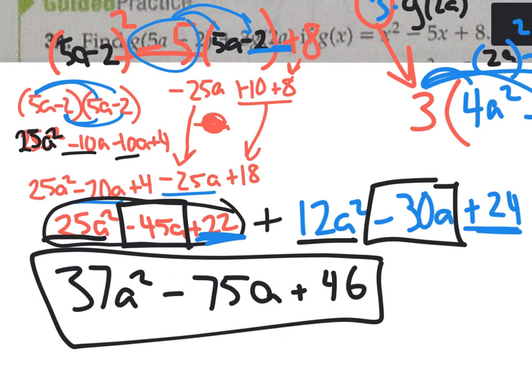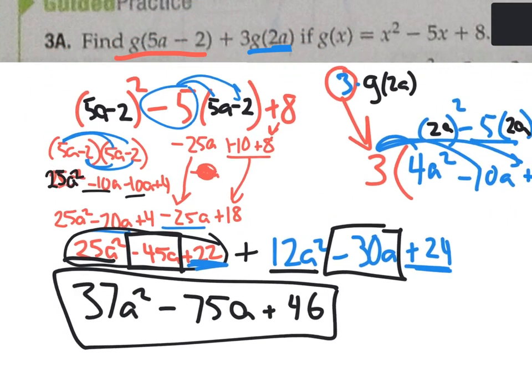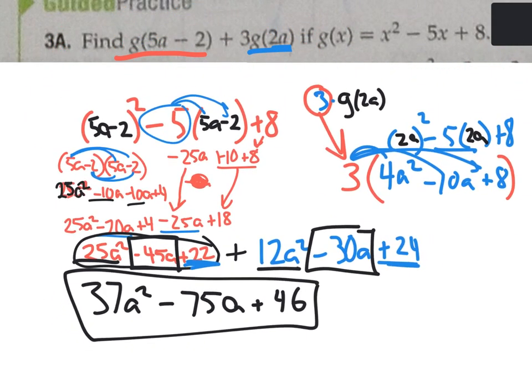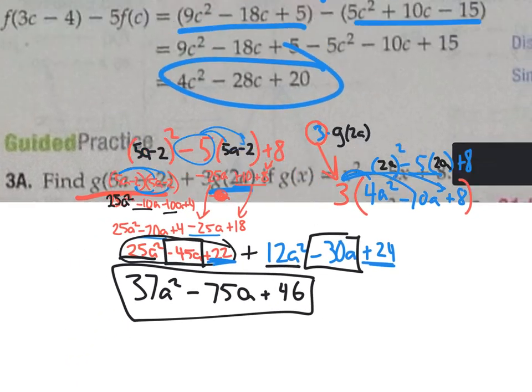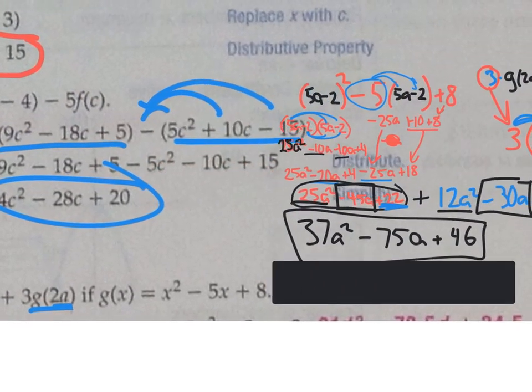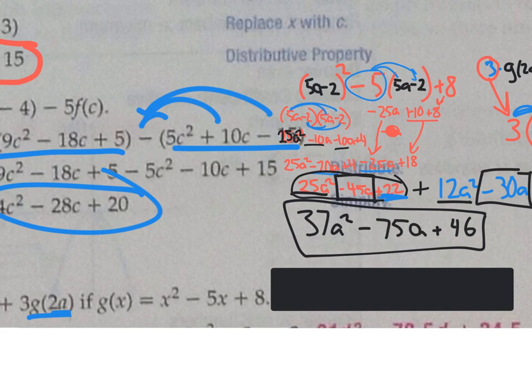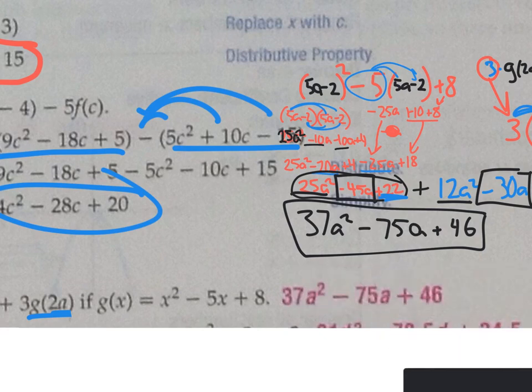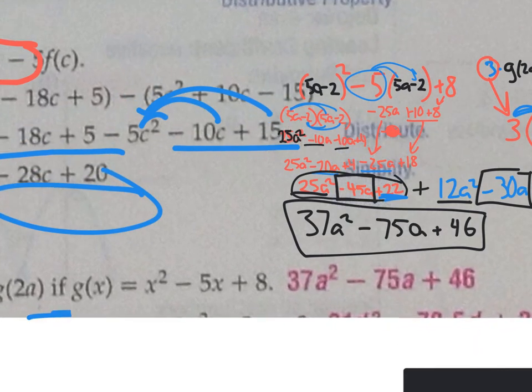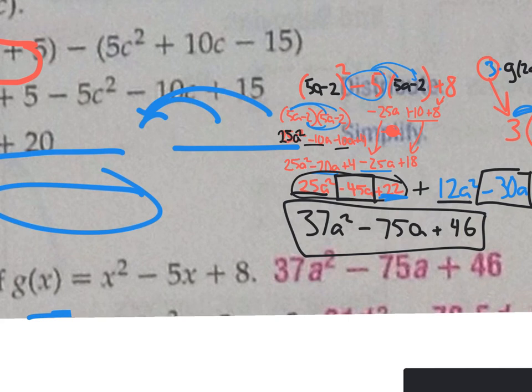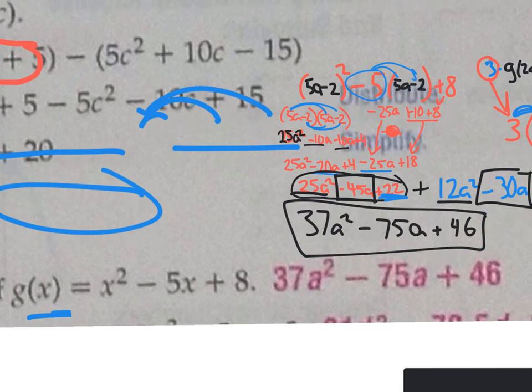Ladies and gentlemen, all of that work to get that answer, 37a squared minus 75a plus 46. Now, I'll tell you what, there's a lot of things in life that feel great. One of them is getting that answer, and then when you go to verify it, if it's right, that's awesome. If it's wrong, yeah, that sucks. But in this case, it's awesome.